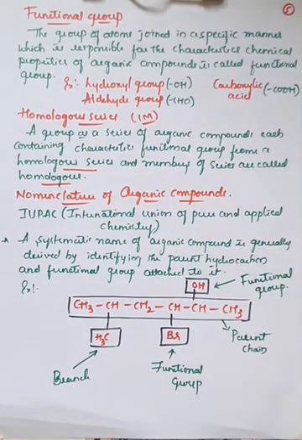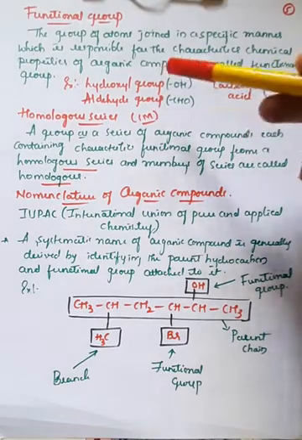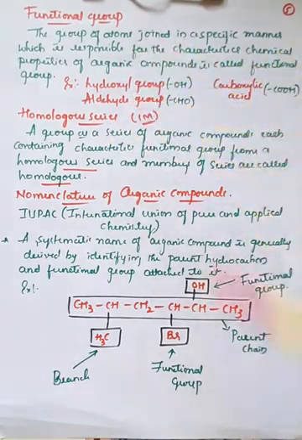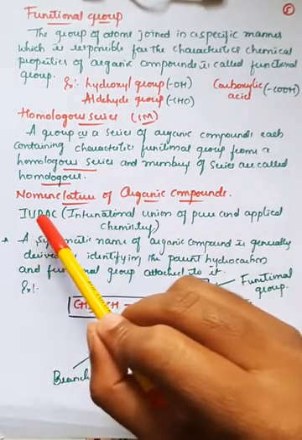And further, after these two definitions, that is functional group as well as homologous series, there is one important concept, that is the nomenclature of organic compounds. Generally, nomenclature is nothing but the naming of the organic compound. How can we name or specify an organic compound based on its name? There is one important method for the nomenclature of organic compounds, that is generally called the IUPAC system, right?